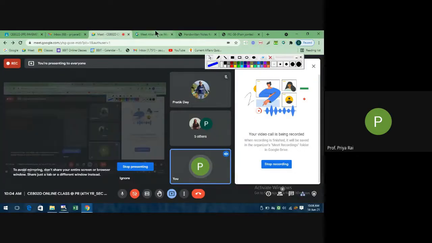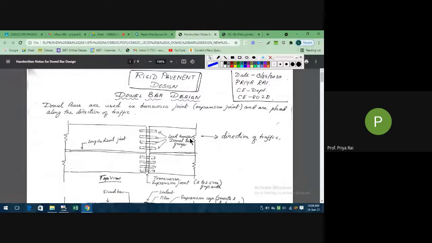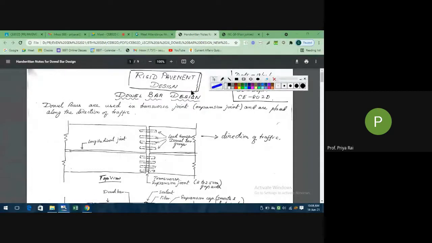Today, in the first class, I will discuss the topic. Then in the next class, we will be solving numericals based on that topic. Today's topic is dowel bar design as per the IRC method.